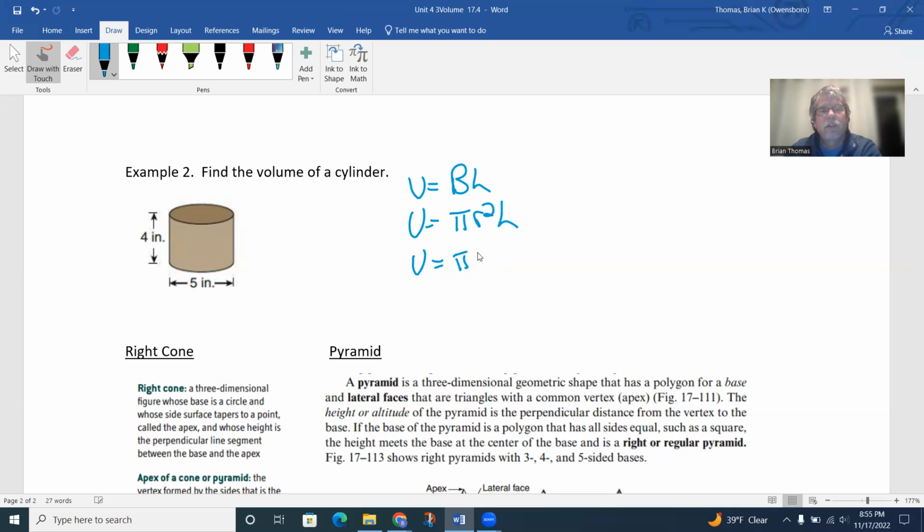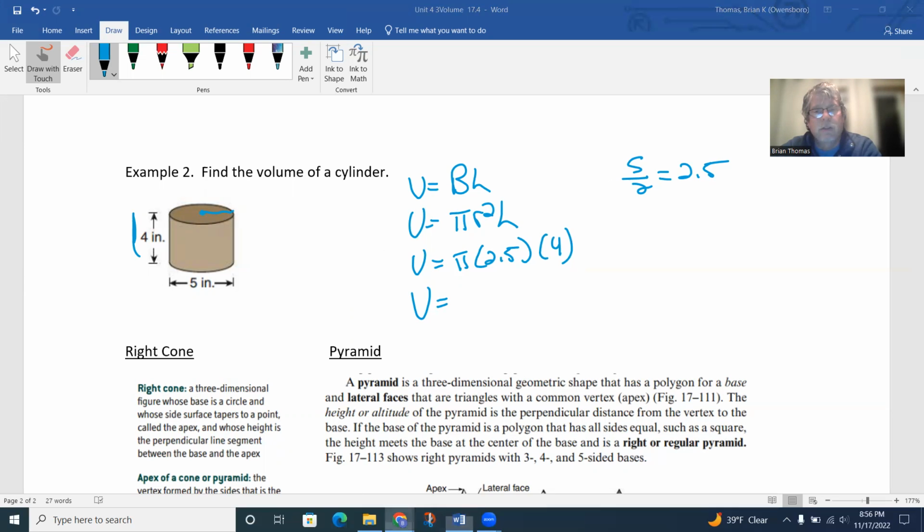So we have pi times the radius. Notice that the radius would be the center to the edge. That's going to be 5 divided by 2, which would be 2.5. So I have this 2.5 squared, and we're going to multiply that by the height, which is the 4 inches. So that would allow us to find the volume of a cylinder.